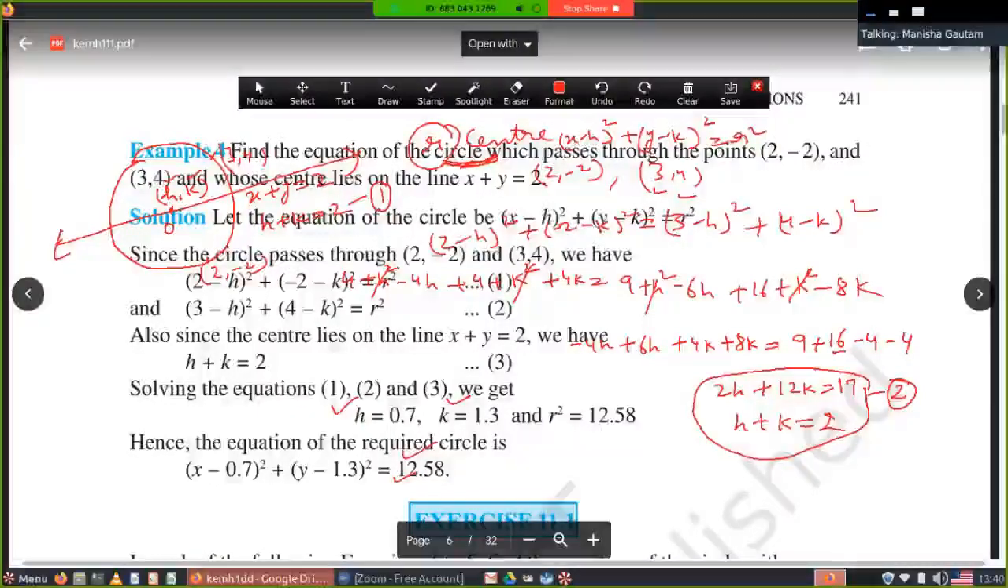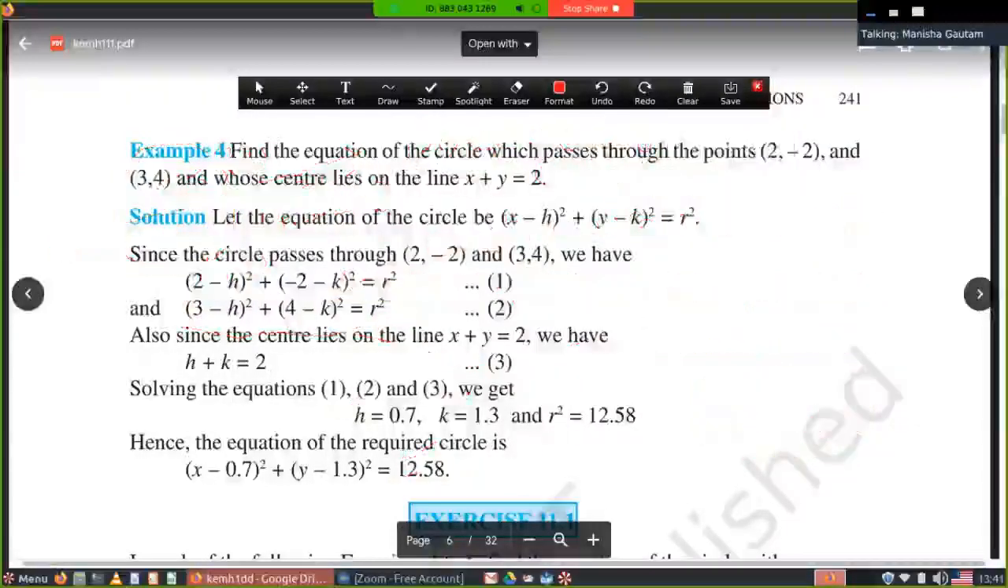When you put h and k in any of these two equations, you will get the value of r, that is 12.58. If you have the center and radius, then the equation of the circle will be (x minus h) whole square plus (y minus k) whole square is equal to r square. This is the equation of the circle. Now you can do the question. Question example number 4.